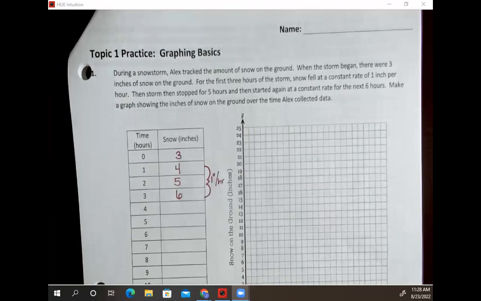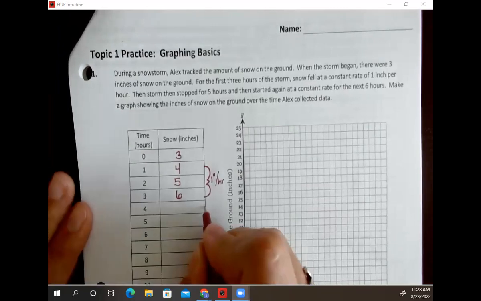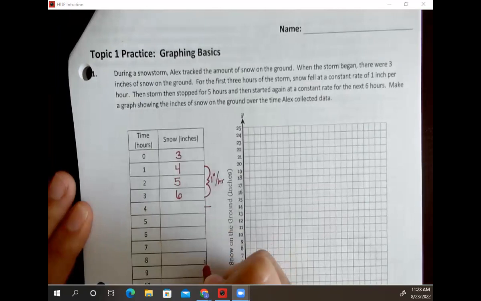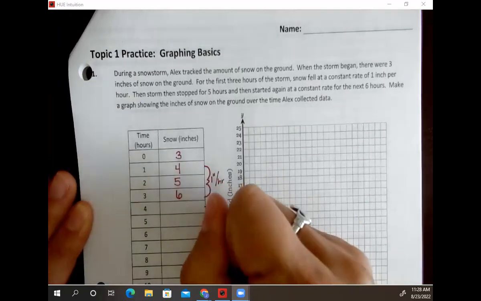Then the storm stopped for 5 hours. So 1, 2, 3, 4, 5. In this chunk, our storm stopped.